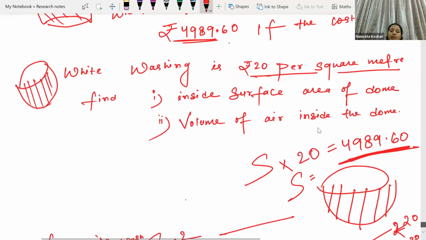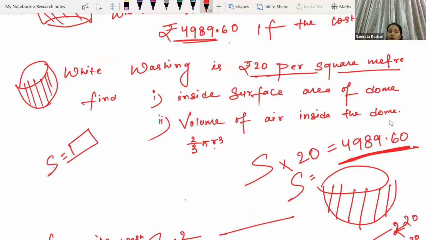We also have to find the volume of the air inside the dome. The volume formula of the hemisphere is 2 by 3 pi r cube. Do we know r? No. But we do know the S value, which we found in part 1.